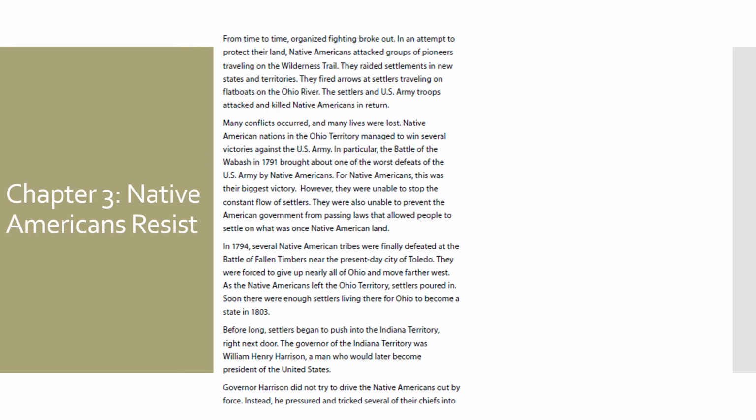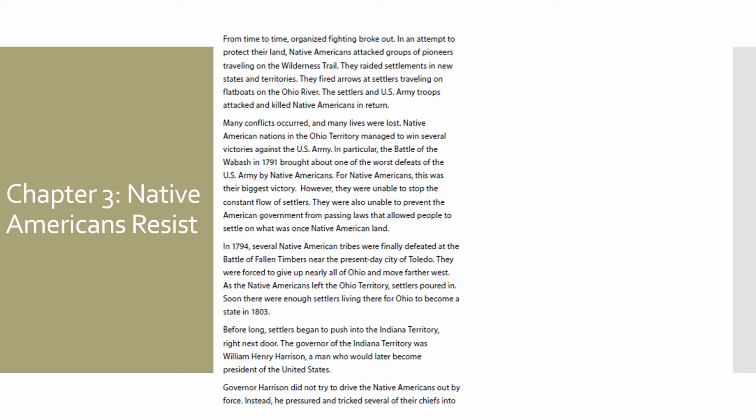From time to time, organized fighting broke out. In an attempt to protect their land, Native Americans attacked groups of pioneers traveling on the Wilderness Trail. They raided settlements in the new states and territories. They fired arrows at settlers traveling on flatboats on the Ohio River. The settlers and the U.S. Army troops attacked and killed Native Americans in return. Many conflicts occurred and many lives were lost.